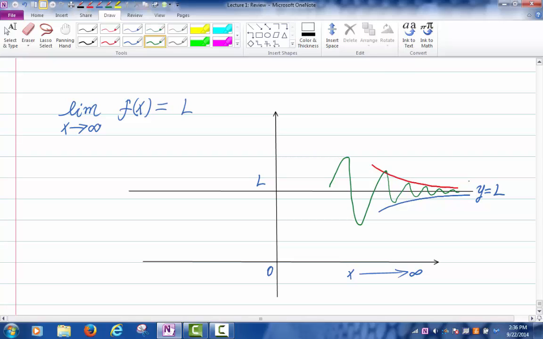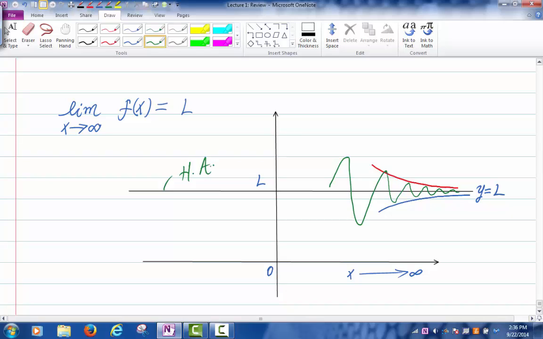Okay? What is the line at L? What do we call that? Is there a name for it? It's called a horizontal asymptote.